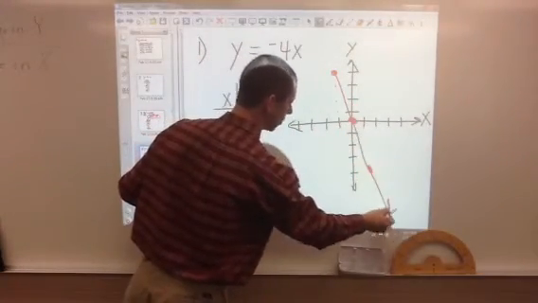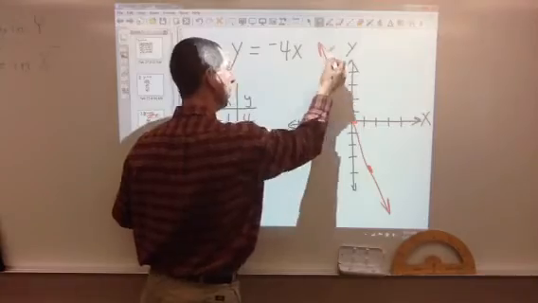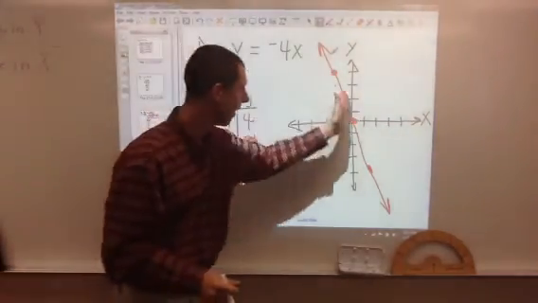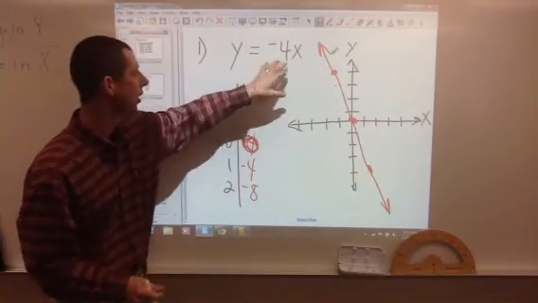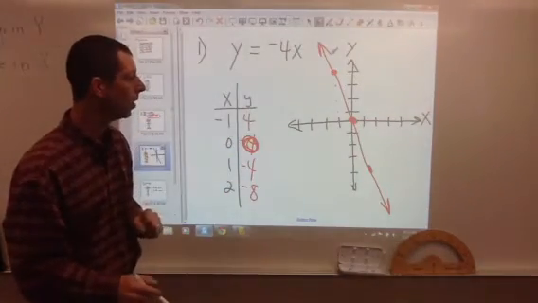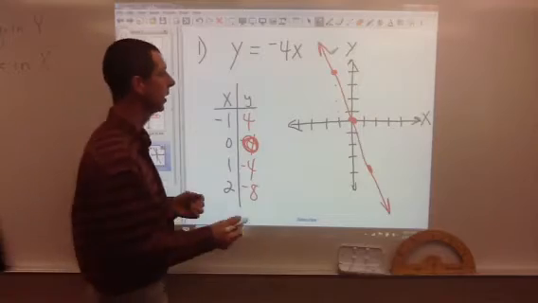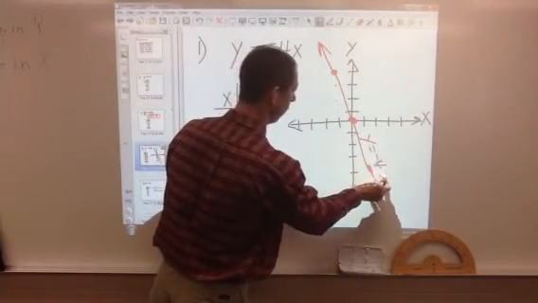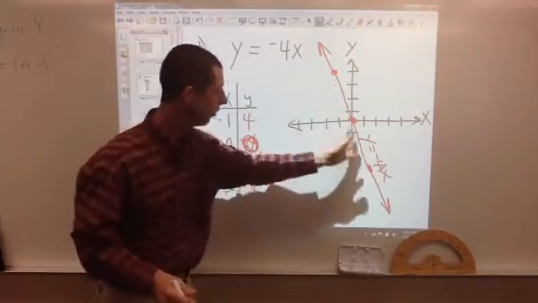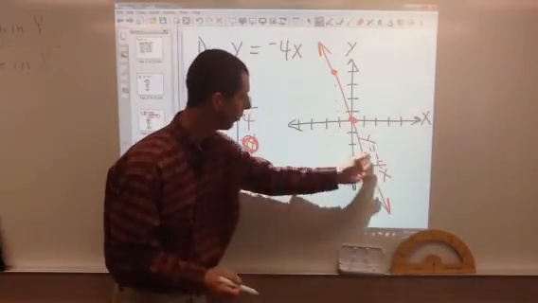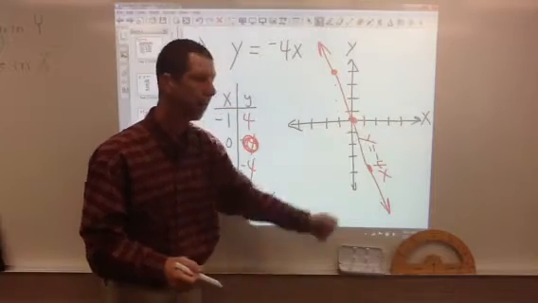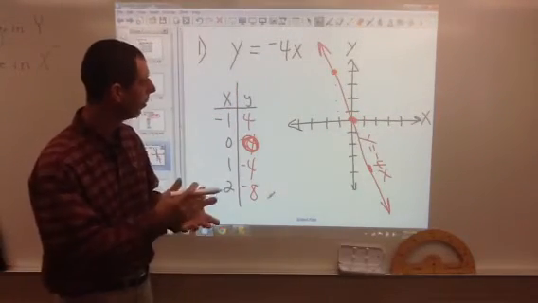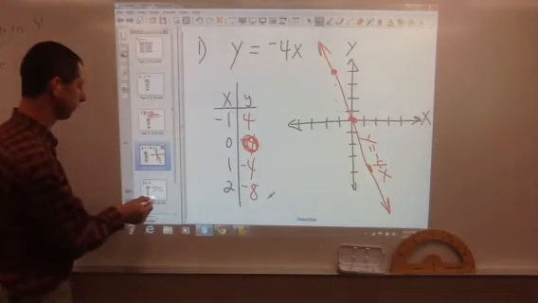Let's put arrows on the end of these, because remember, these go on forever in both directions. Any point on this line is a solution for this equation right here. And then I'd like you to write the equation on the line. So y equals -4x. And write that somewhere where you can read it, where you have some room to write it. Don't write it in here where you have a bunch of lines going and so on. So there would be your answer for that problem.